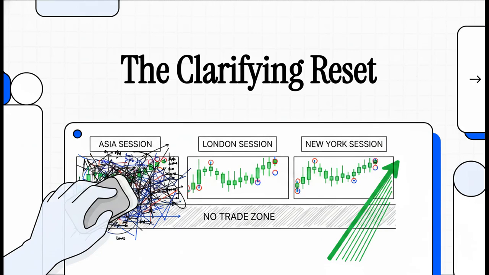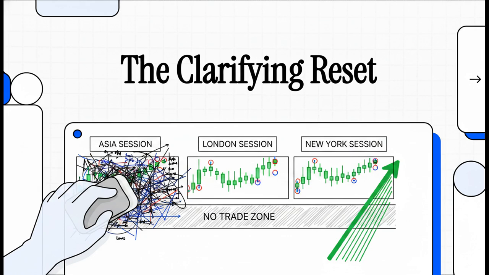Welcome to the Explainer. So imagine walking into a room and just staring at a whiteboard that is completely covered in scribbles, arrows, overlapping lines, and conflicting notes. You literally can't make sense of any of it. Well, that's what most traders are staring at every single day.